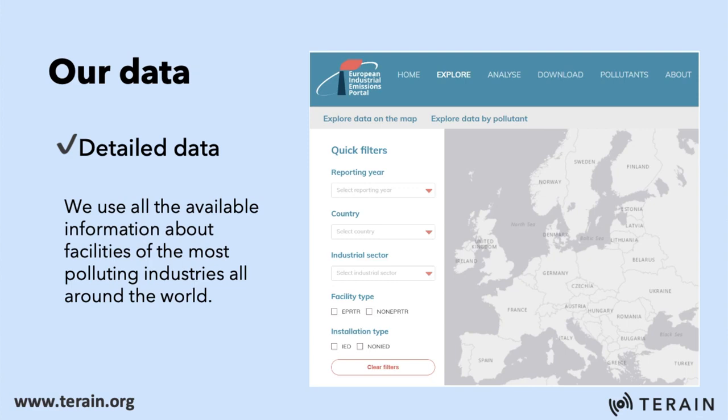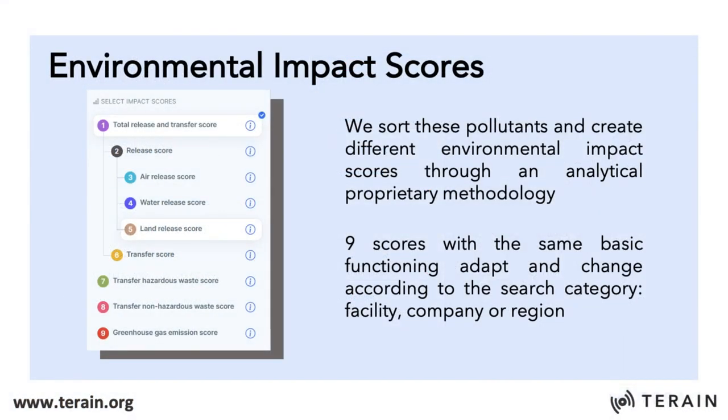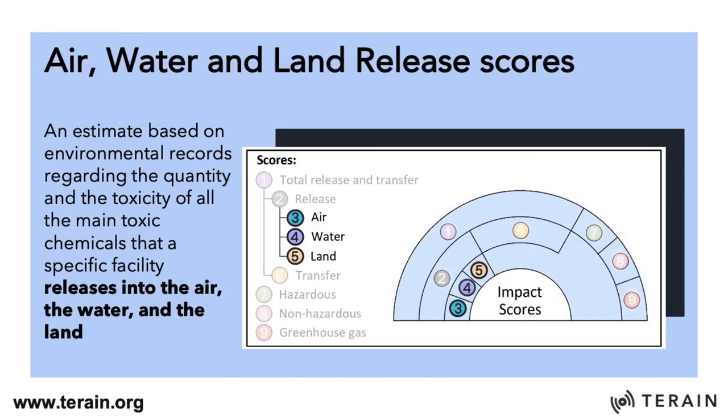At Terrain, we sort these pollutants and create different environmental impact scores through an analytical proprietary methodology. As a result, we've obtained 9 scores with the same basic functioning that adapt and change according to the search category, be it facility, company, or region. To start, we've got scores 3, 4, and 5. These are the air, water, and land release scores. These scores are an estimate based on environmental records regarding the quantity and the toxicity of all the main toxic chemicals that a specific facility releases into the air, the water, and the land.